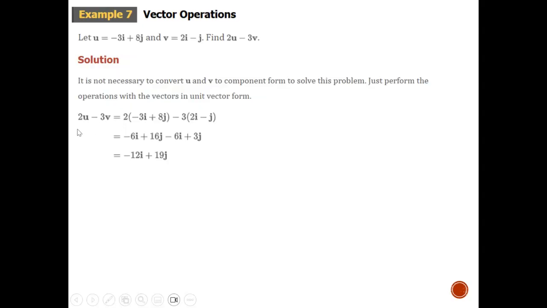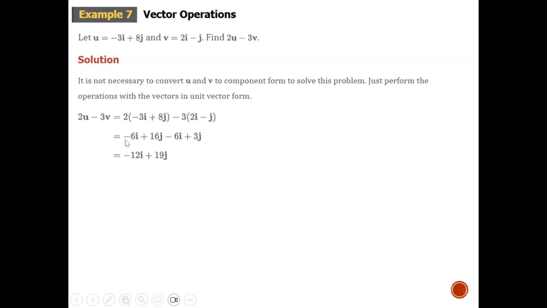Okay. So again, guys, right? So the 2 times vector u is the same thing as 2 times negative 3i plus 8j minus 3 times vector v, which was 2i minus j. So we distribute the scalar. So 2 times negative 3i will give us negative 6i. And 2 times positive 8j will give us 16j. Right? And then negative 3 times 2i will give us negative 6i. And negative 3 times negative j will give us positive 3j.